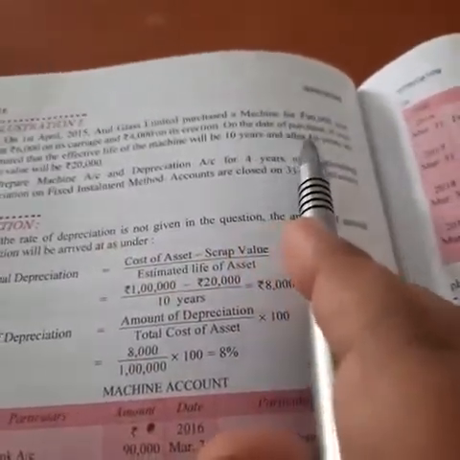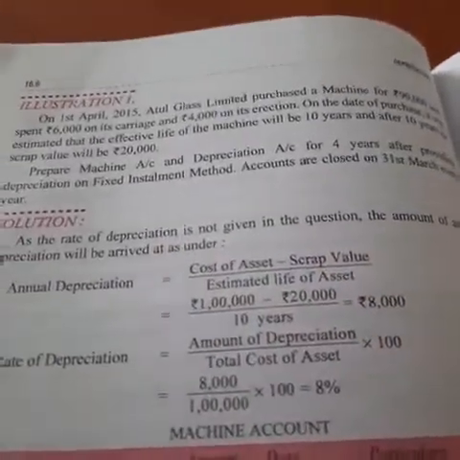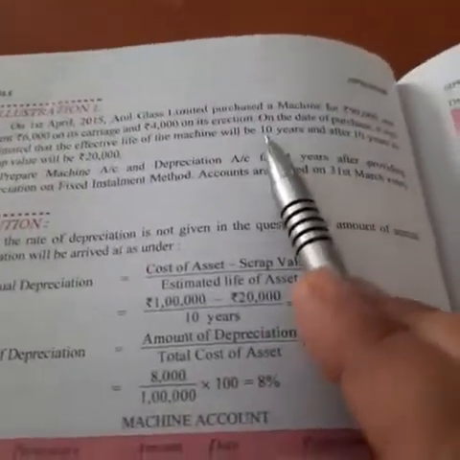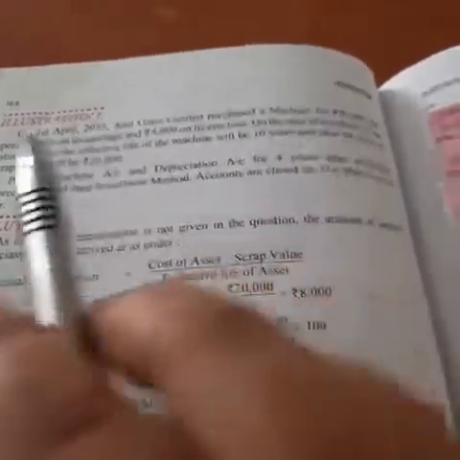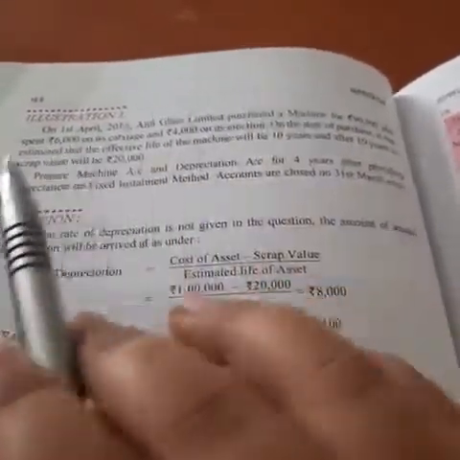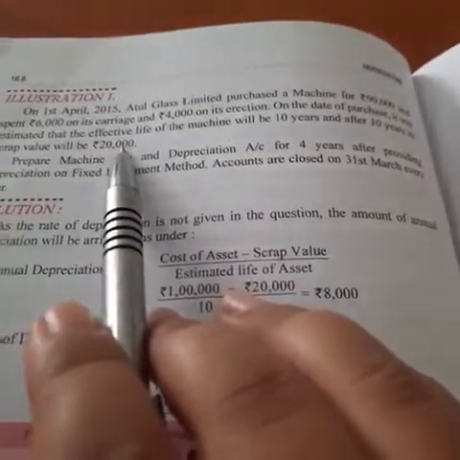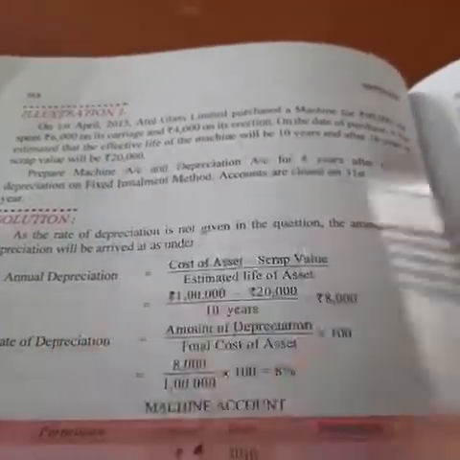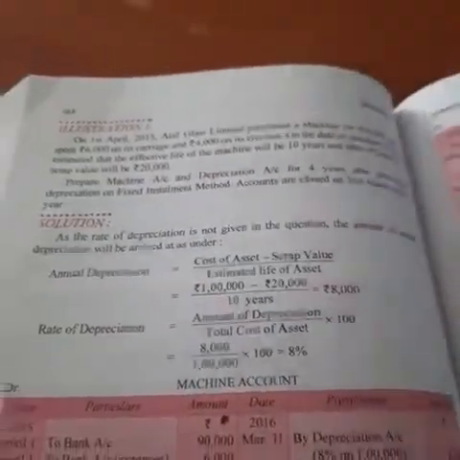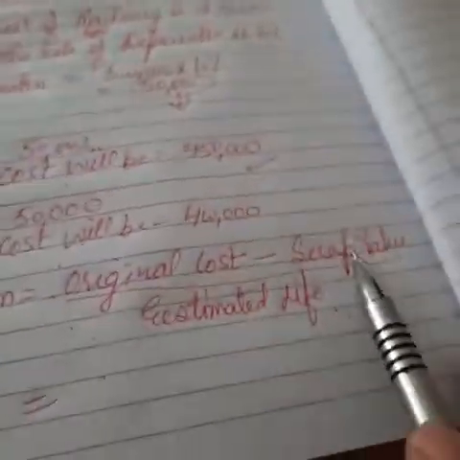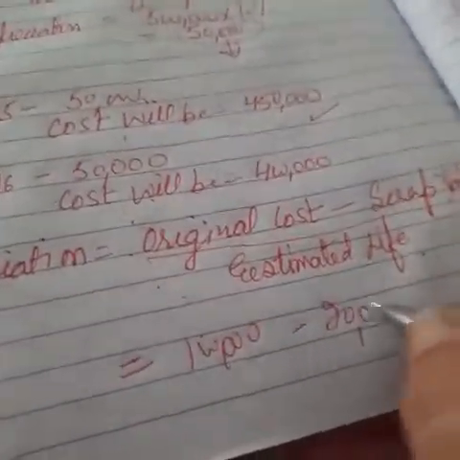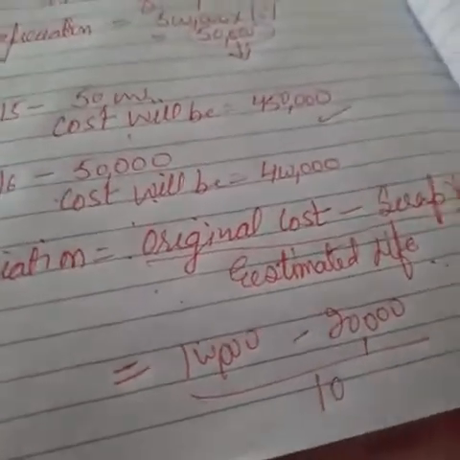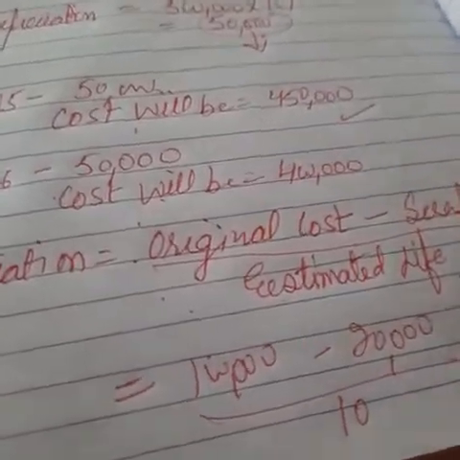Now, on the date of purchase, it was estimated that the effective life of the machine will be 10 years. So the life will always be given in the question, right? And scrap value: after 10 years its scrap value will be 20,000. Now what is our formula? Our formula is original cost minus scrap value upon estimated life. So original cost is given as 1 lakh in the question, scrap value is given as 20,000 and estimated life is given as 10 years. It means the depreciation is equal to 8,000.